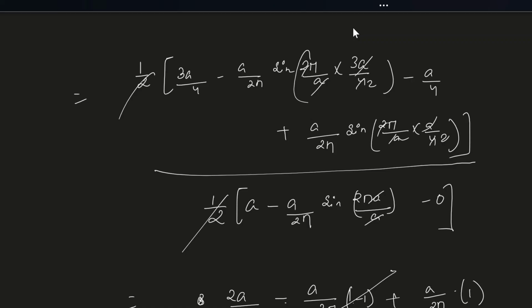So this will be 2a by 4 plus a by 2 pi into 2, whether the lower part was okay or not. So this is half plus a minus a by 2 pi, then the 2 pi part, sine 2 pi is 0, so this is 0, and then other things will also be 0, so this is simply a.